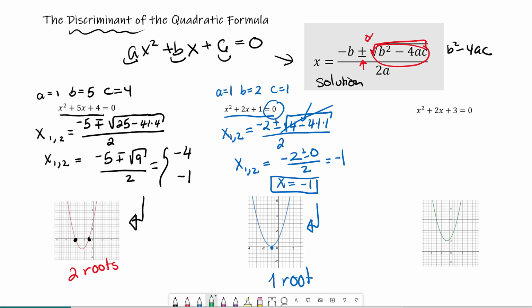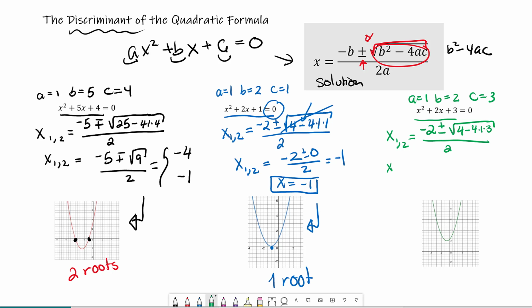Okay, so now I'm sure you can guess what the third example is going to look at. Let's look at this example, x squared plus 2x plus 3 equals 0. So again, we have a equals 1, b equals 2, and c equals 3. What are our solutions? We have x1,2 equals, again, minus b, so that's minus 2, plus or minus the square root of 2 squared, which is 4, minus 4 times 1 times 3, divided by 2a, which is just 2.